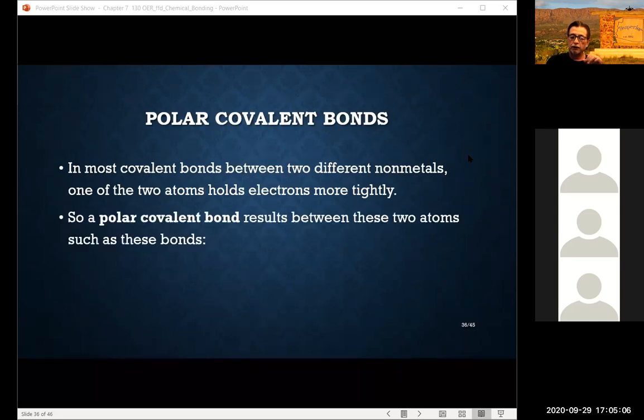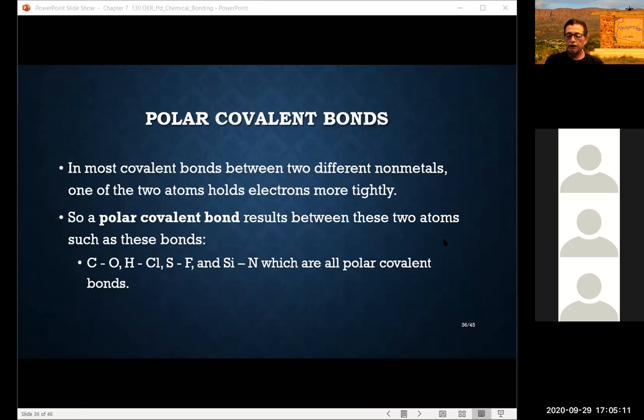Now, with polar bonds, it has to do with electronegativity. So if we look at carbon-oxygen bond, that example there, that's C-O, okay, well, that's a polar bond. We got 2 different elements there that are not carbon-hydrogen. The next one, HCl, 2 different elements, polar. SF, sulfur and fluorine. Again, polar bond. Silicon and nitrogen bond. Again, a polar bond, okay?